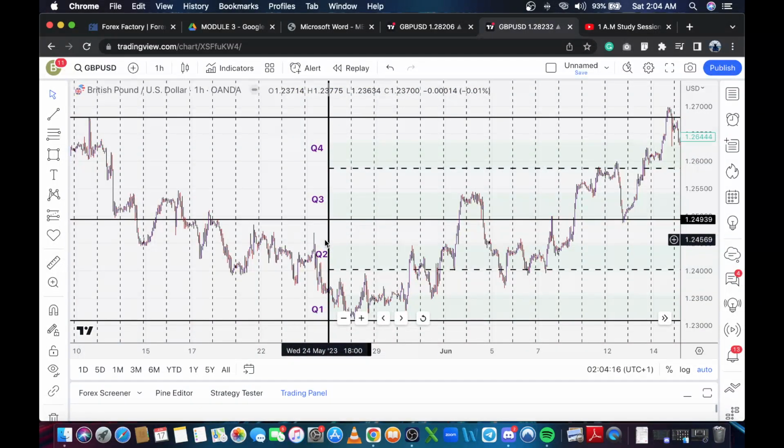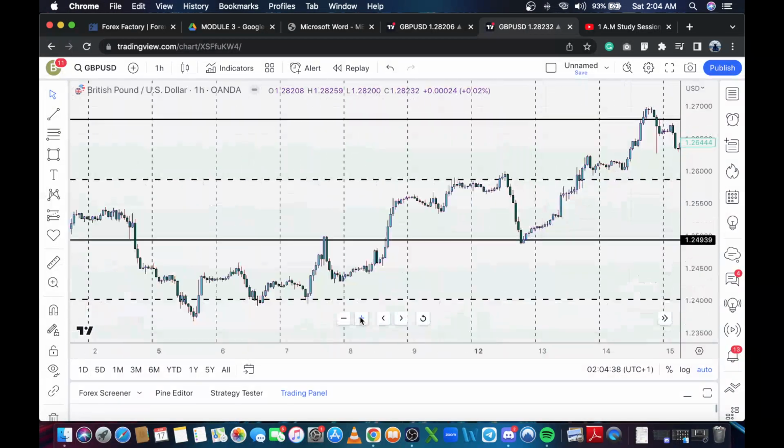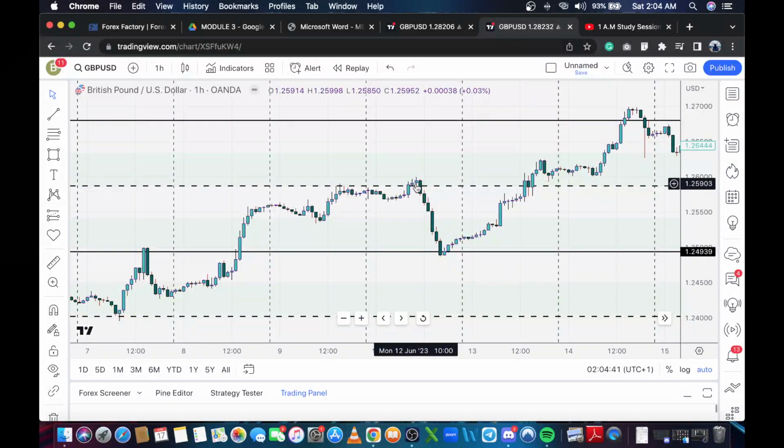Light bulb moment. Pow, pow, pow. Your brain should be going off right now because this is something really, really powerful. You want your discount array to align with the discount of a quarter. And if you're looking for sells, you want your premium array to align with the premium of a quarter. And you get really awesome, magical trades. Right? And then look at what the market does on Monday.